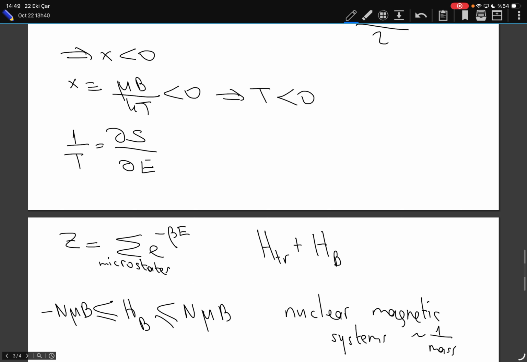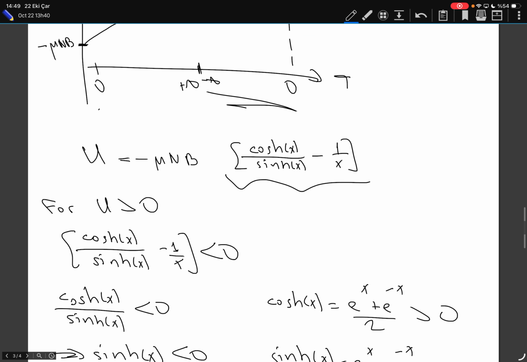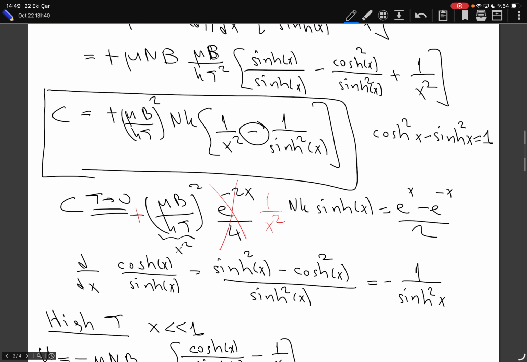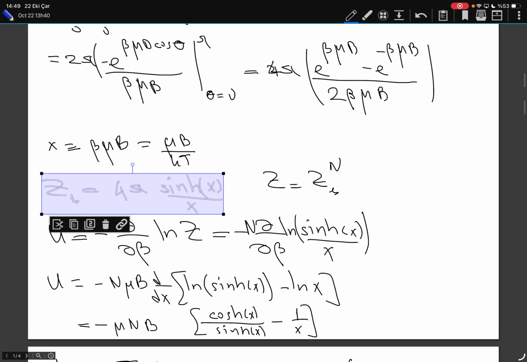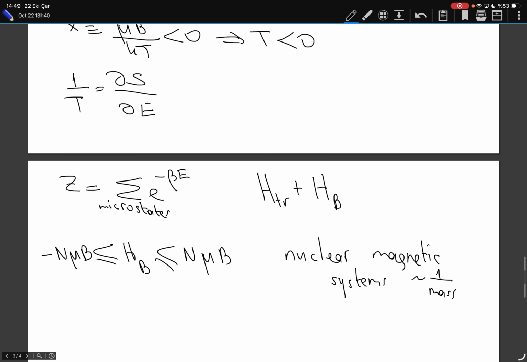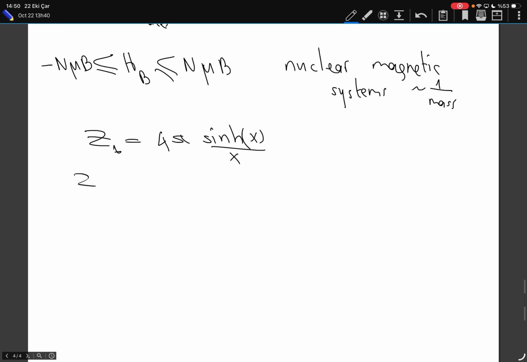Now let's calculate a few more properties of this system. Let's look at the entropy. You see, we know the Z. This is my Z1, so Zn is just 4 pi sine hyperbolic x over x raised to the power n, x being equal to beta mu b.